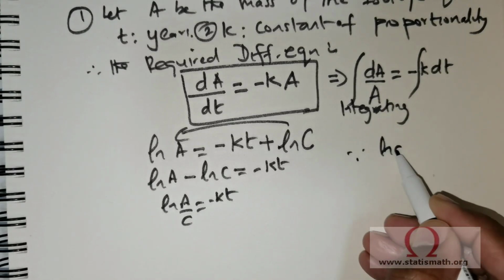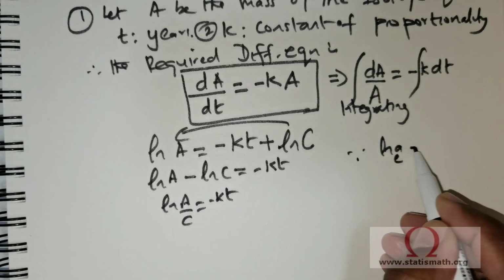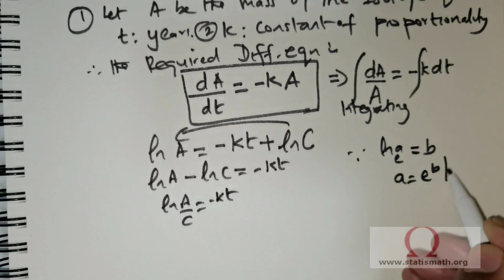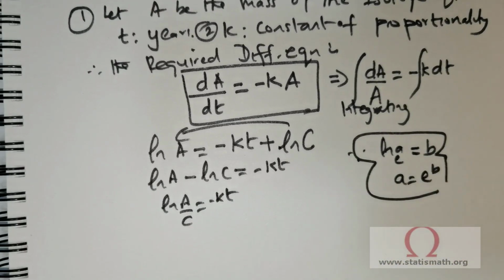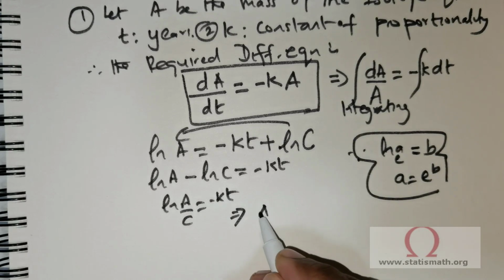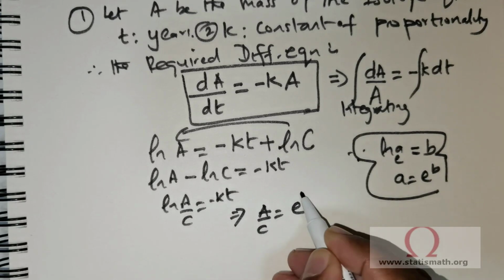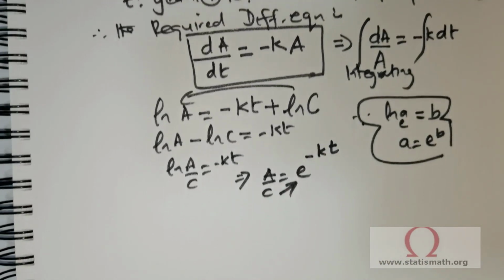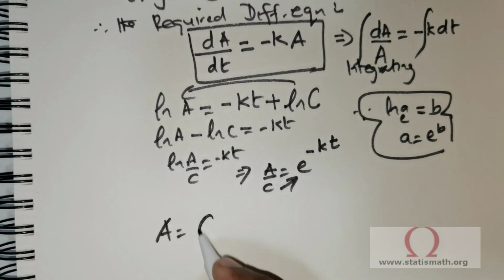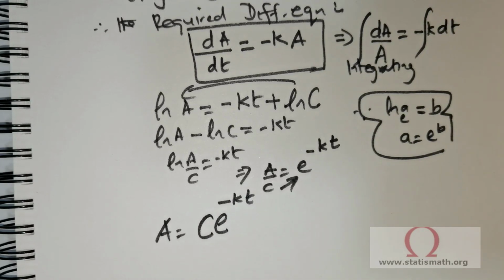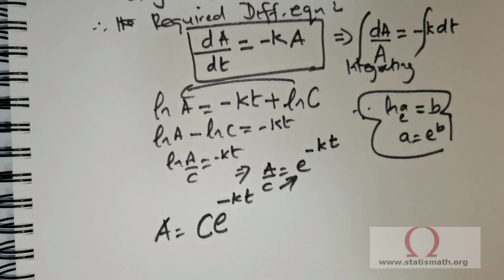Now you know that if ln A, which is base e, is equated to b, then I can write A is equal to e raised to the power b. Because of this formula, I can rewrite this as A over C is equal to e raised to the power negative k times t. I move the C, and that would mean I get A is equal to C times e raised to the power negative K times t. So this is the equation that I have got.